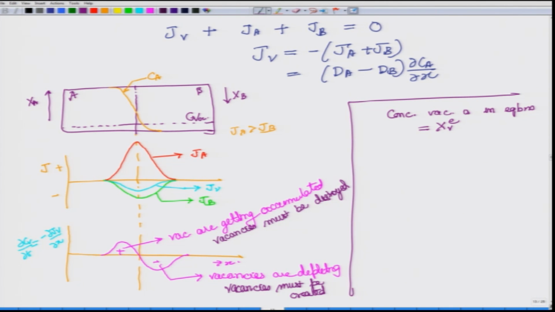So, this is one thing, but what cannot be forgotten is that a net flux of vacancies is moving from right side to left side, and this net movement of vacancies would imply, at least in the local region, plus the movement of vacancies plus the movement of A and B atoms, that the lattice must also be moving.